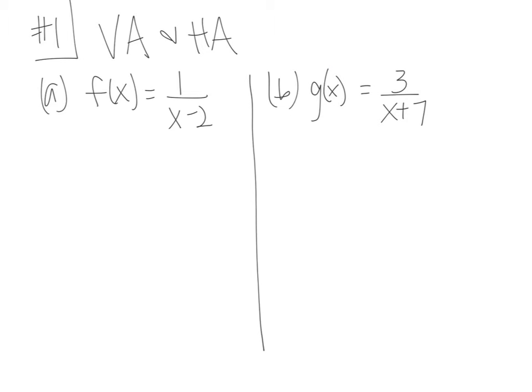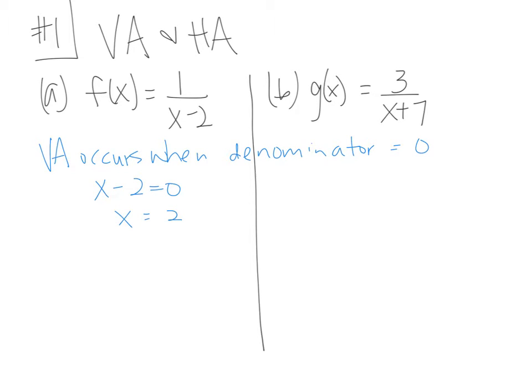3.1, Reciprocal of a linear function. Number 1, determine equations for the vertical and horizontal asymptotes of each function. The vertical asymptote occurs when the denominator equals 0. I'm going to set each of these denominators to 0. x minus 2 equals 0, x equals 2. And on this side, x plus 7 equals 0, so x equals negative 7.